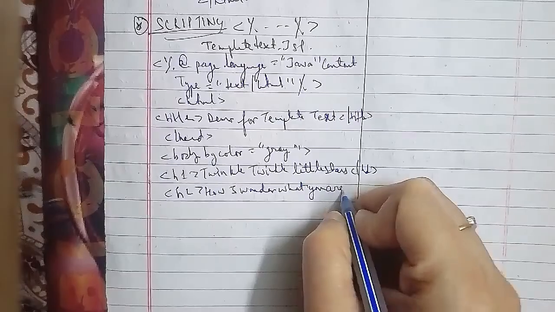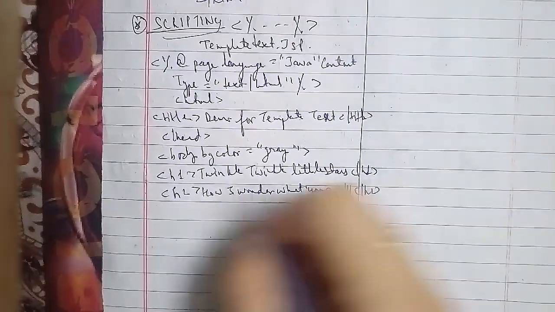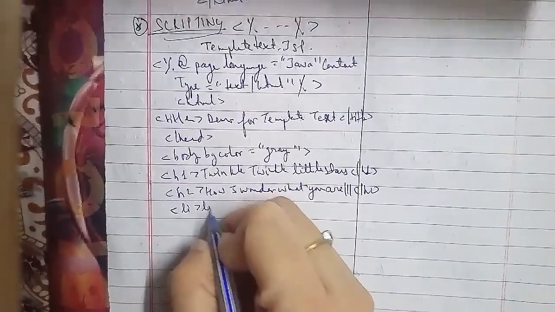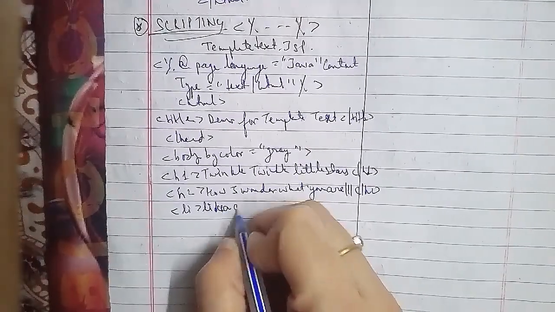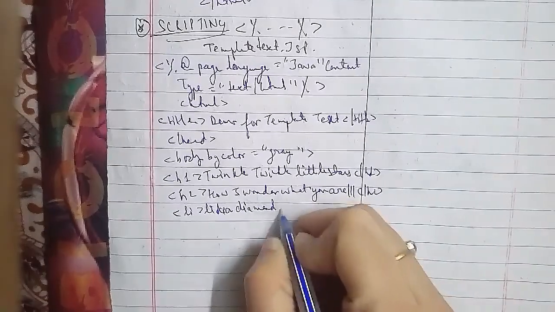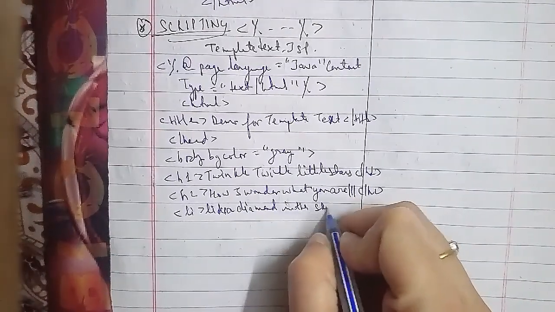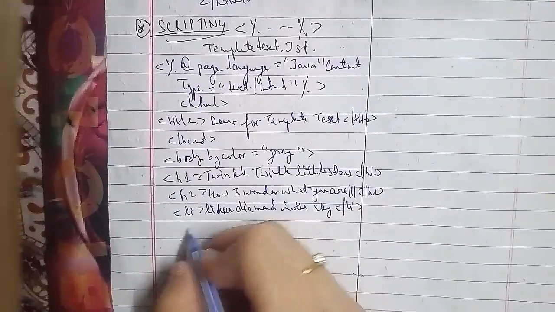Out.println, that is your JSP is equal to HTML and Java. Then p tag close, then body tag close, as well as the HTML tag close.